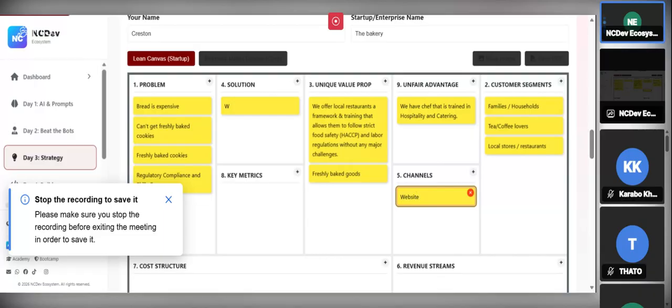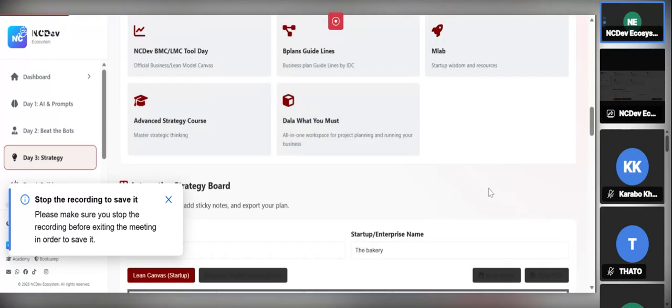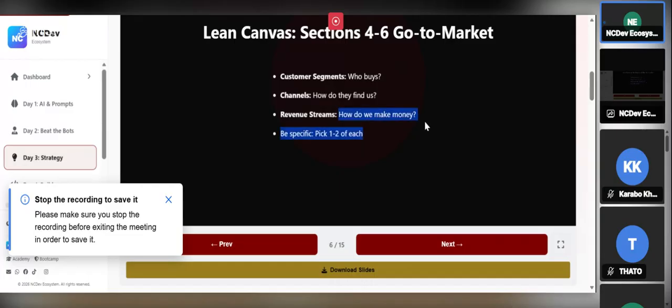A website, WhatsApp, or social media? We have flyers. So these are the different channels through which our solution, or our unique value proposition, is going to get to the customers, right? And after the channels are done, then we need to figure out how we are making the money, right? Where's the money coming from?